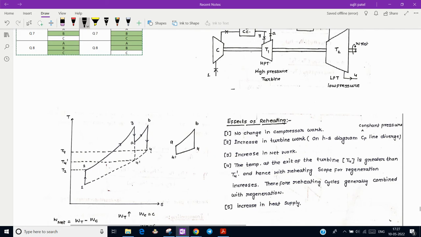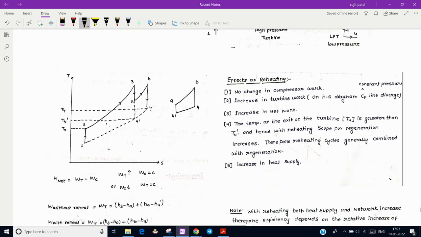Now this area A 4 dash 4 and 4B, this rectangular type area, has been shown separately. So what is the network? Network will be turbine work minus compressor work. We can see the equation given here. Here compressor work remains constant, so it does not affect our network. So the only variable parameter is turbine work.